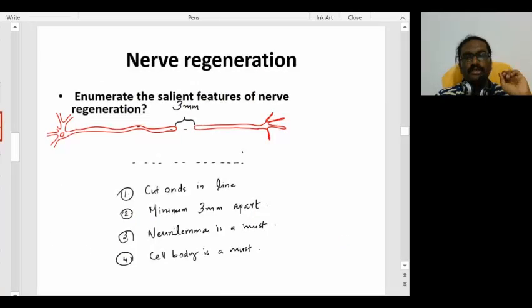Now after that, let's move on to nerve regeneration. Now we are going to learn how the nerve is going to regenerate. When you study this, first understand a few salient features that you should always keep in mind when you learn nerve regeneration. I have given you 4 points. Which is the most important point? Everything is important, but still this is very important.